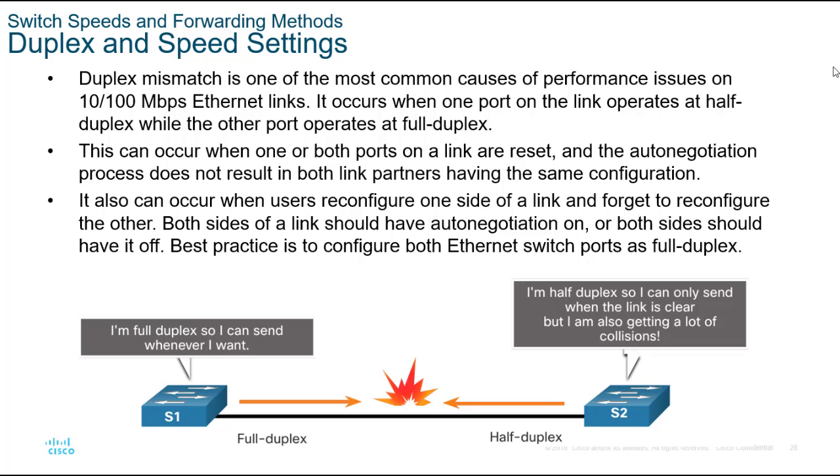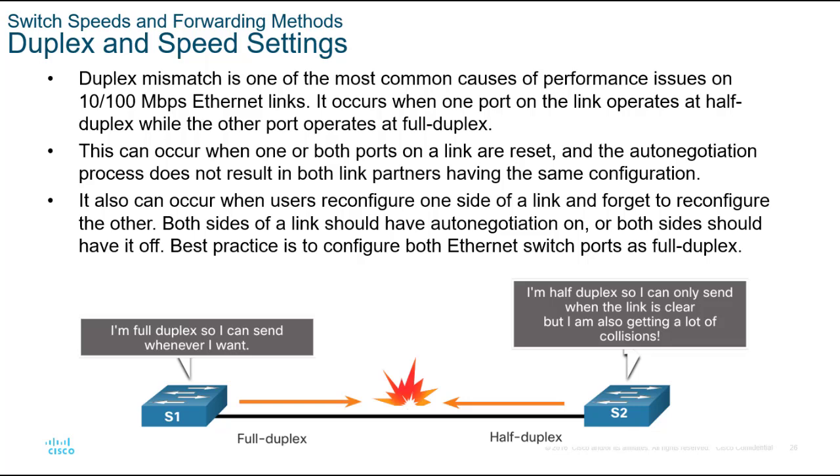On 10 megabit per second and 100 megabit per second Ethernet links, duplex mismatch is a common cause of connection problems. As shown in the figure, S2's port on the link is operating at half duplex mode, while S1's port is set to full duplex mode. S1 is continually sending frames as per full duplex behavior, while S2 is experiencing collisions.